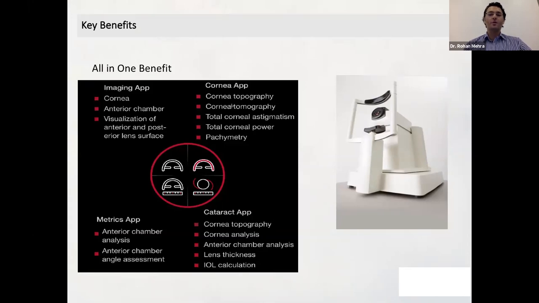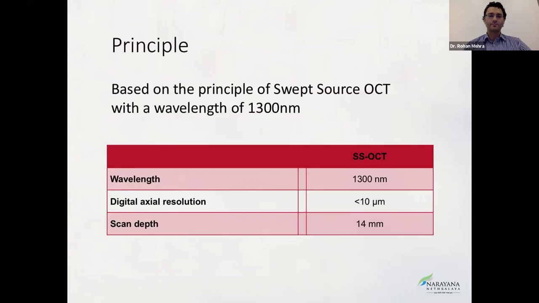The cornea app covers corneal topography, corneal tomography, total corneal astigmatism, the corneal power, and the pachymetry. The metrics app covers the anterior chamber analysis and the anterior chamber angle assessment, and the cataract app covers the corneal topography, cornea analysis, anterior chamber analysis, and the lens thickness, along with the IOL calculation, which is integrated in the system. The principle is swept source OCT with a wavelength of 1300 nanometers. It has a digital axial resolution of less than 10 micron and a scan depth of 14 millimeters.